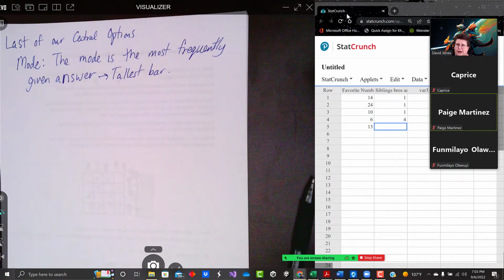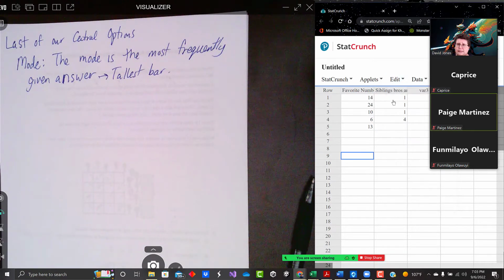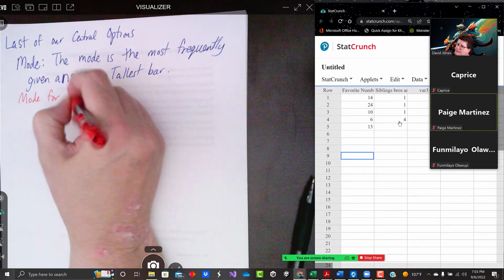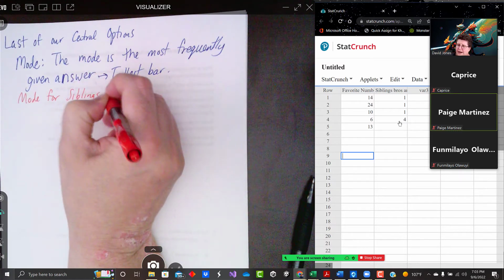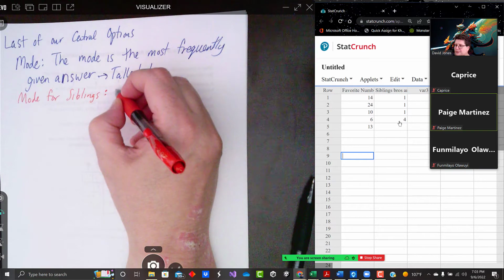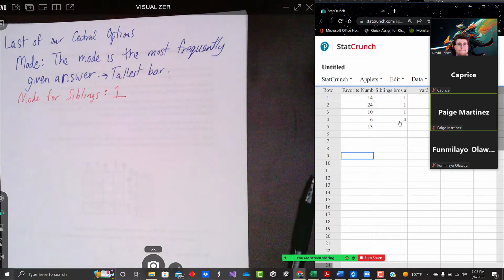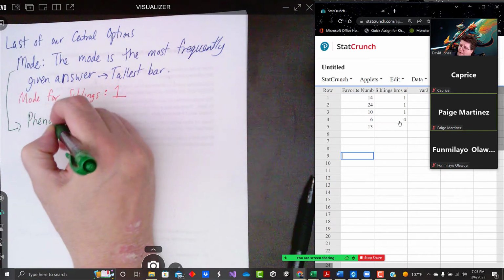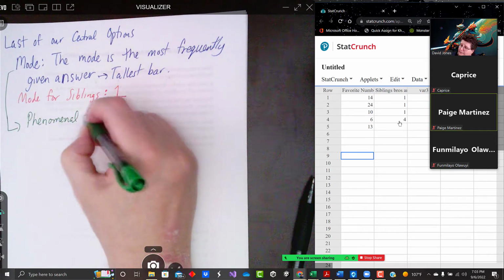So in this case, I've got 3 answers that say 1. I've got 1 answer that says 4. The mode on our siblings is not how many times it was repeated, but the number that is repeated, which is 1. We don't use mode often, but mode comes in really, really handy for certain groups of data. Mode is phenomenal for categorical data.